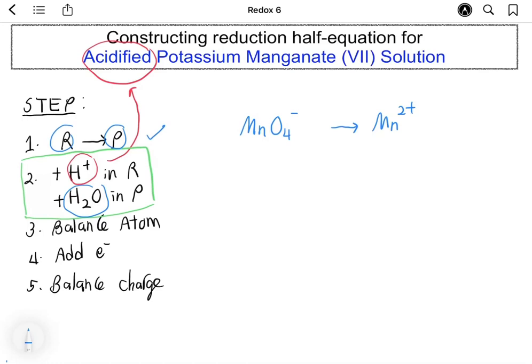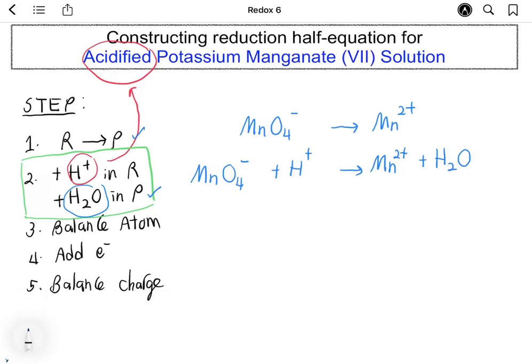So reactant and product, check. Step 2, we need to add H+ ion in reactant and H2O in product. So MnO4- plus H+ produce Mn2+ plus H2O. Step 3, balance atom.